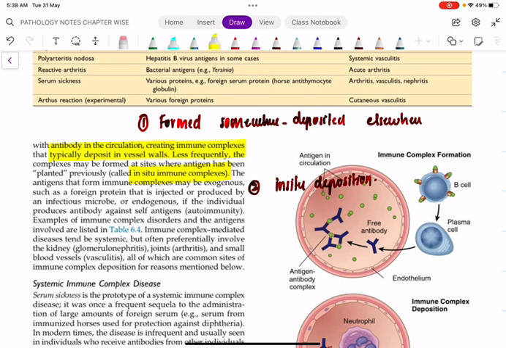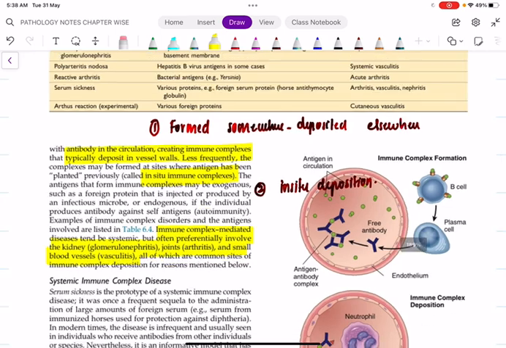And remember, these immune complex mediated diseases are usually systemic. That means they will involve more than one body system. For example, kidney, like glomerulonephritis; joints, arthritis; blood vessels, vasculitis. All these are systemic conditions. So type 3 hypersensitivity reaction mainly involves systemic conditions.